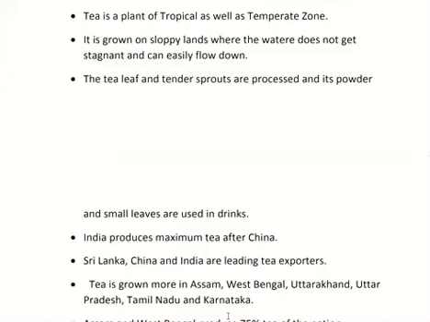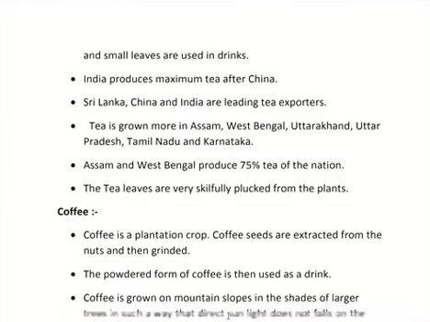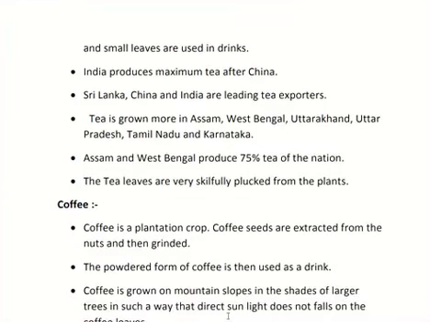India produces the maximum tea after China. Sri Lanka, China, and India are leading tea exporters. Tea is grown more in Assam, West Bengal, Uttarakhand, Uttar Pradesh, Tamil Nadu, and Karnataka. Assam and West Bengal produce 75% of the tea of the nation. Second thing, tea leaves are very skillfully plucked from the plants. It's a trick which we require to take them out from the plants.